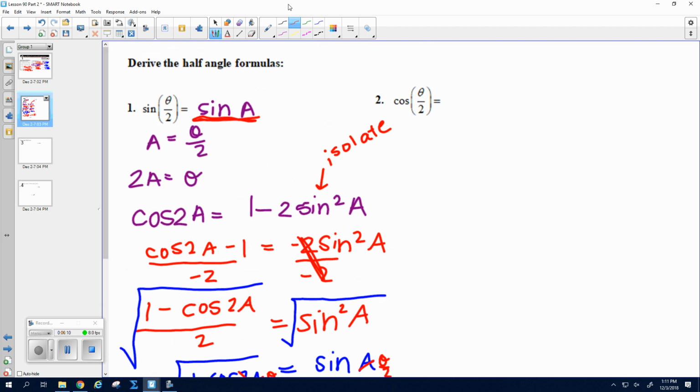Okay, this one is very similar, cosine of theta over 2. So we're going to start the same way, where off to the side here, theta over 2 is going to be equal to A. So this is going to be the same thing as just cosine A. So now I want a formula that just has cosine in it. Before I wanted one that had just sine in it, because I was doing a sine of theta over 2. Now I want a formula that just has cosine in it.